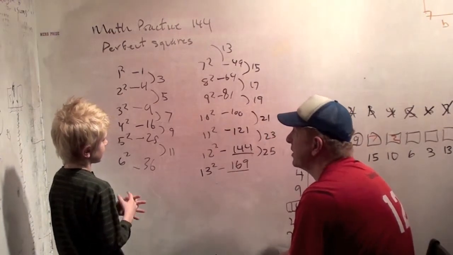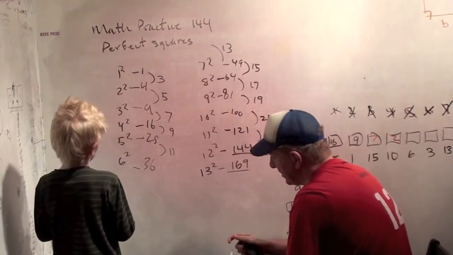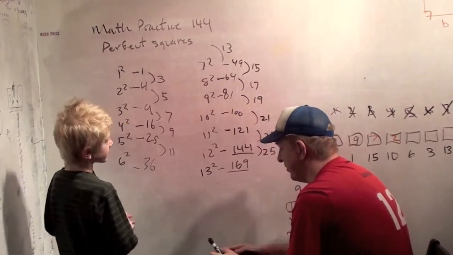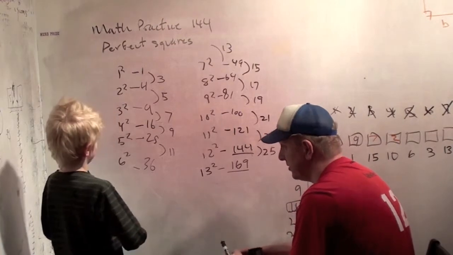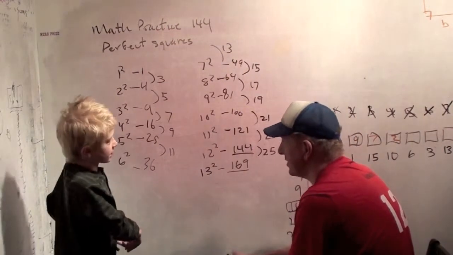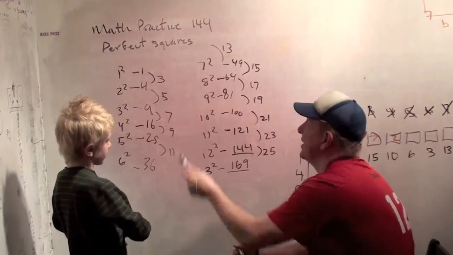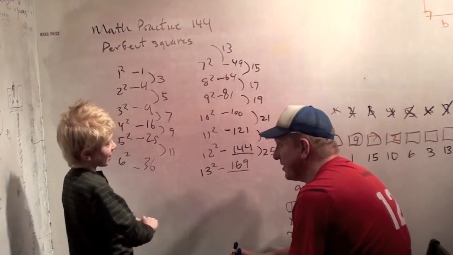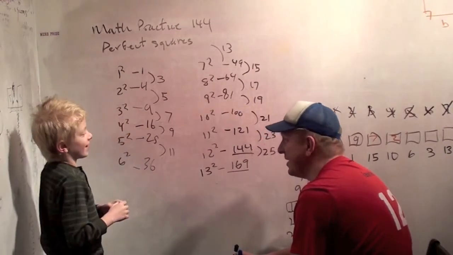So, in order to play this little square game in Beast Academy, which was awesome, right? This double star problem. How cool was that problem? We had to know our squares, and these are our squares. And that was a fun Math Practice 144, which was funny because 144 is 12 squared. Isn't that odd?